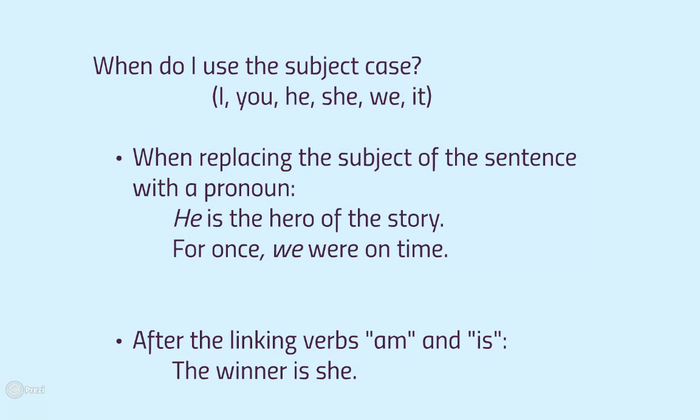Another time that you would use the subject pronoun, and there are a lot of questions about this, it's a frequent error, is after the linking verbs am and is. So here in our example sentence, it says the winner is she. That is actually correct, even though it might sound a little awkward to you. We would not say the winner is her. We'd say the winner is she.